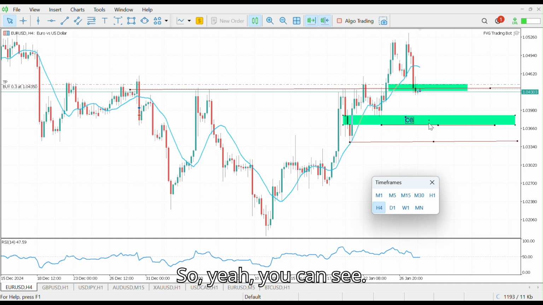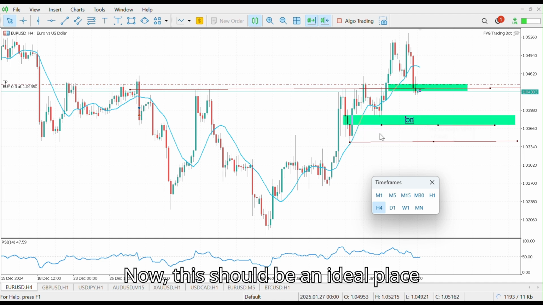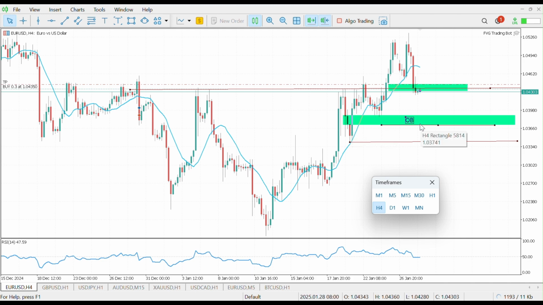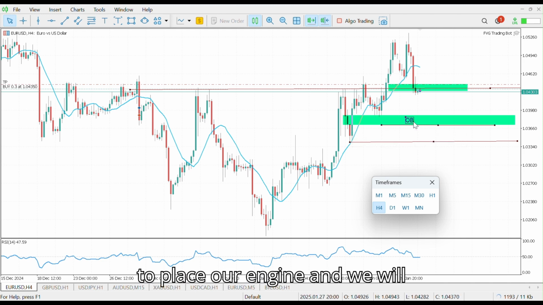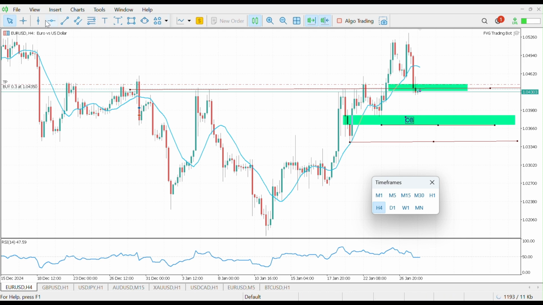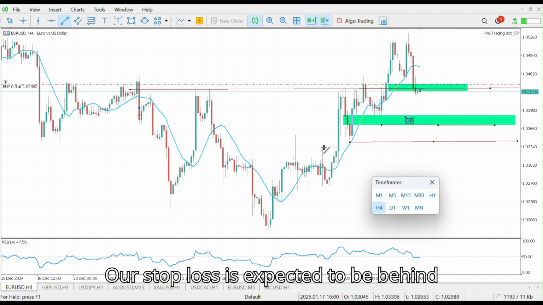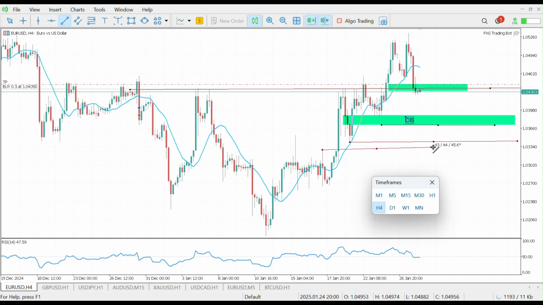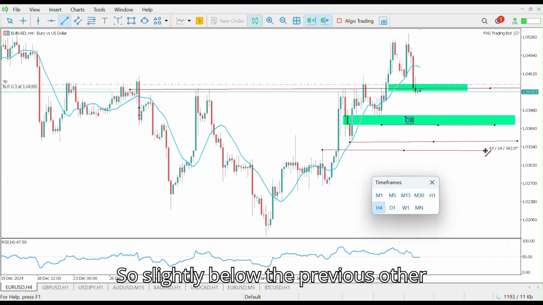So yeah, you can see now this should be an ideal place to place our entry, and we'll have our stop loss just below. Our stop loss is expected to be around this point, just slightly below the previous order block.